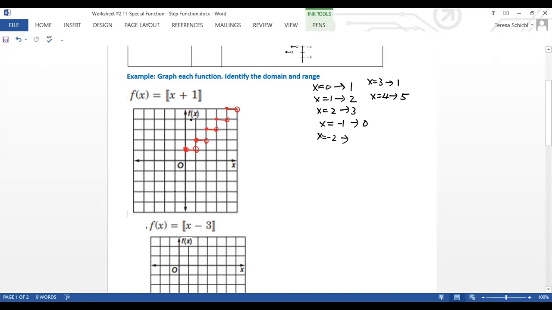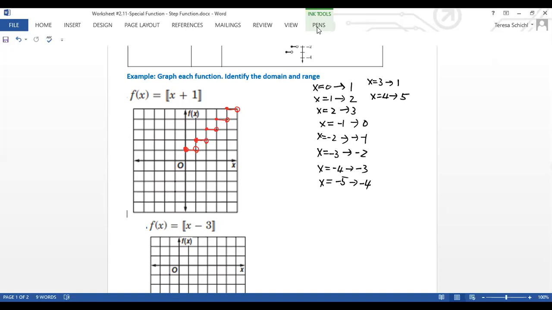Negative 2 plus 1 is negative 1. So it's come out with negative 1. X equal to negative 3. What is my y value? Negative 3 plus 1 equal to what? Negative 2, right? Okay, let's choose a few more. Negative 4 will go out as negative 3. Then x equal to negative 5, it should go out with negative 4, right?